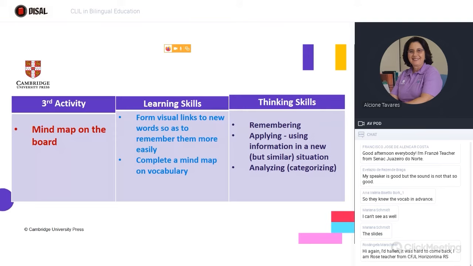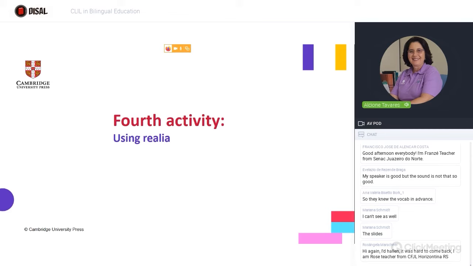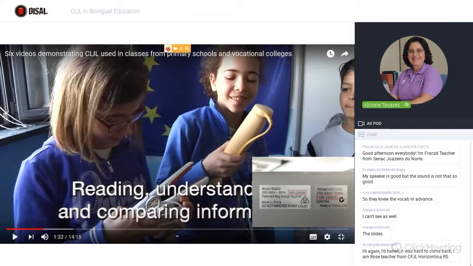The fourth activity involves the use of realia. Realia are real objects used to help students in a class. The teacher gives the students electric devices and asks them to look for the label listing how many watts each device uses. So they have a label in each of the devices they have in their hands. There is a label, and in the label they find the information of how many watts each device uses.